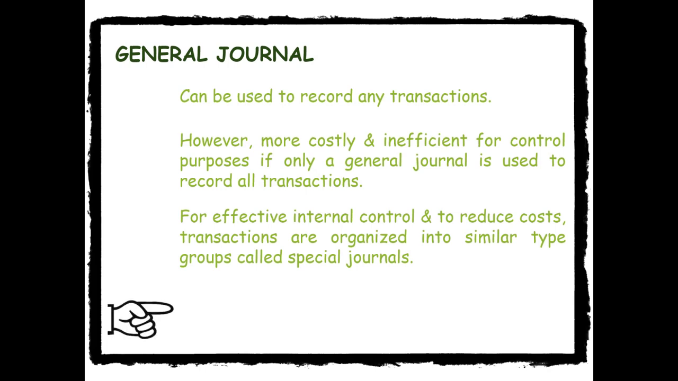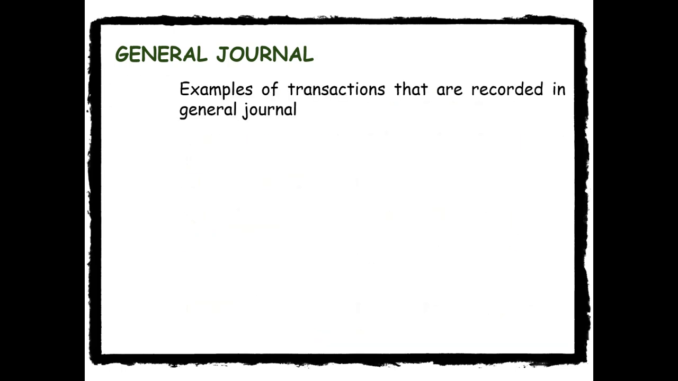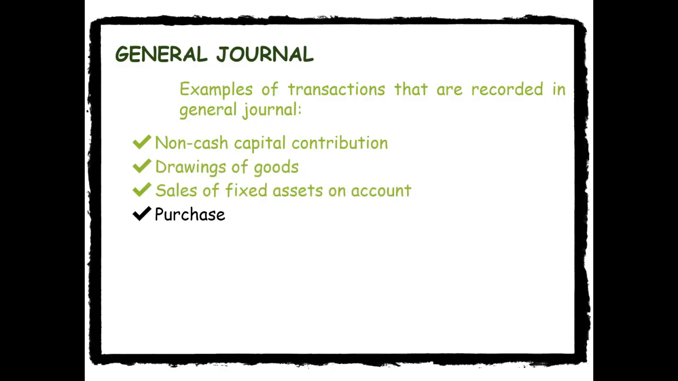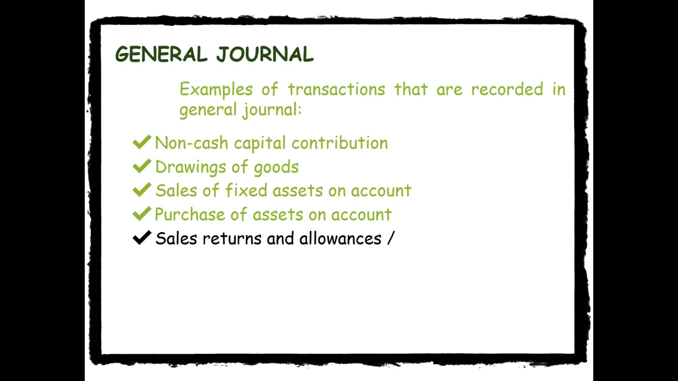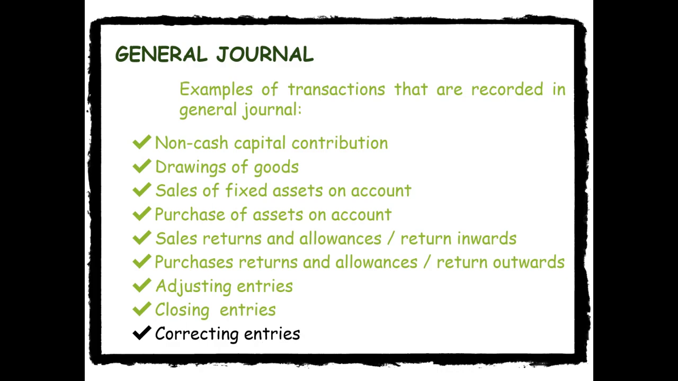General journal is the book to record transactions that cannot go into any of the special journals. Examples of transactions that are recorded in general journal are non-cash capital contribution, drawings of goods, sales of fixed assets on account, purchase of assets on account, sales return and allowances or return inwards, purchases return and allowances or return outwards, adjusting entries, closing entries, correcting entries.